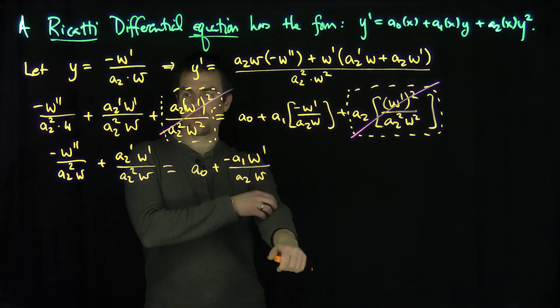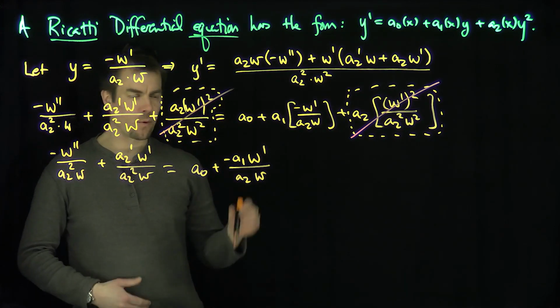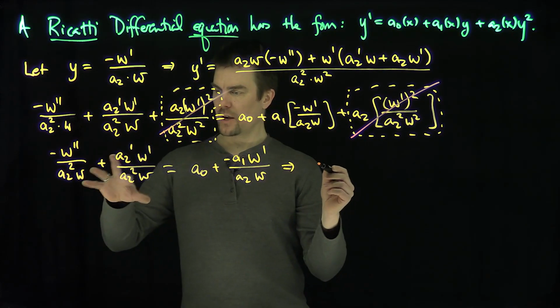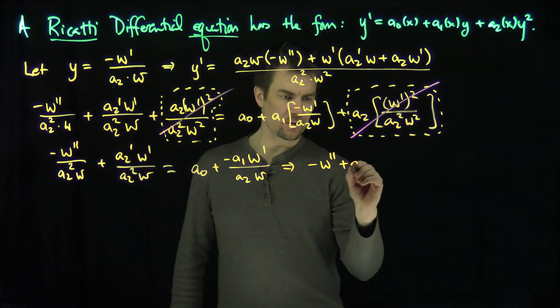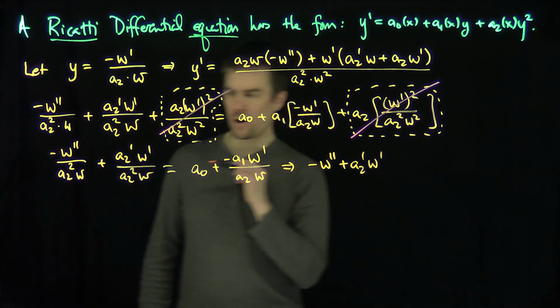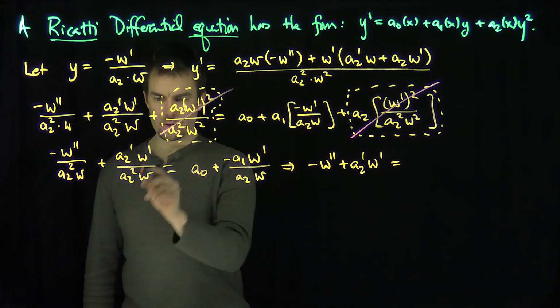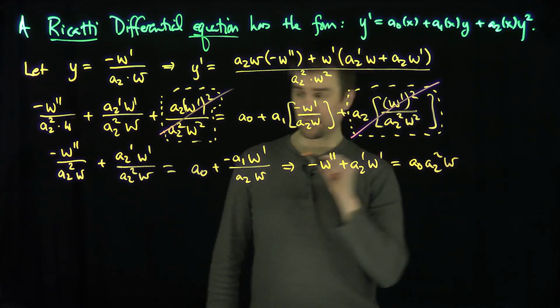And so now what we can do is multiply both sides of the equation by a2 squared w. And what will we get if we do that? If we do that, the left-hand side of the equation is going to turn into negative w double prime plus a2 prime w prime, is equal to, well, this would be a0 a2 squared w.